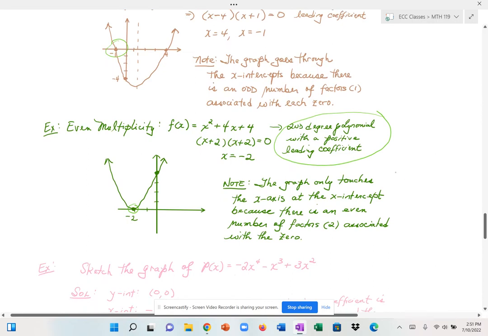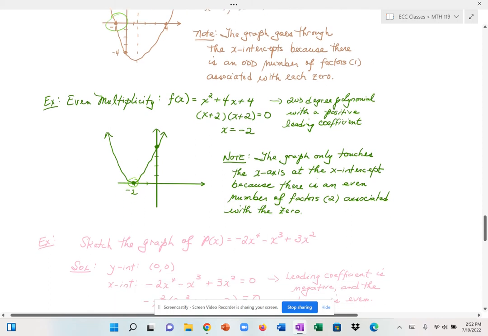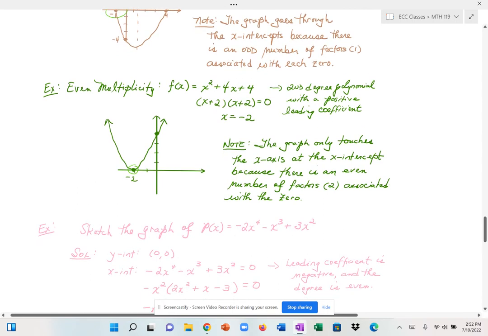And here's the explanation. Okay, so here we want to sketch the graph of p of x equal to negative 2x to the fourth minus x to the third plus 3x squared. So we're going to use a lot of the information that we just talked about to come up with a good graph here. So I'm going to find my y-intercept. This one also has a y-intercept at 0, 0.